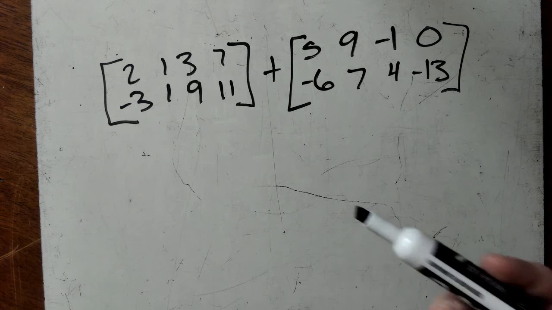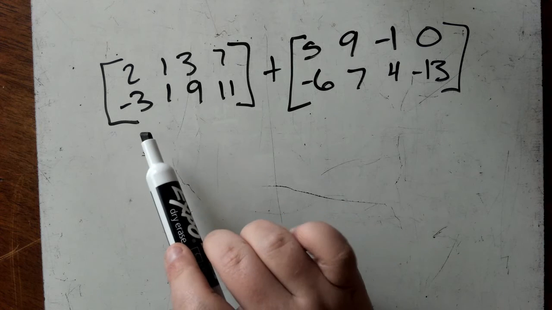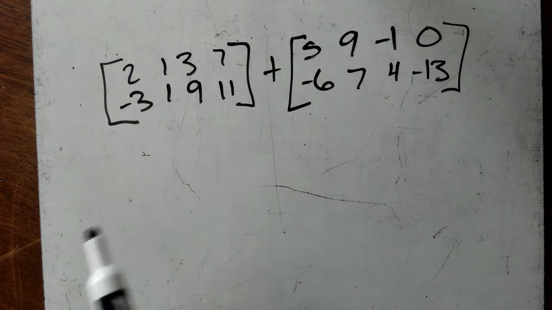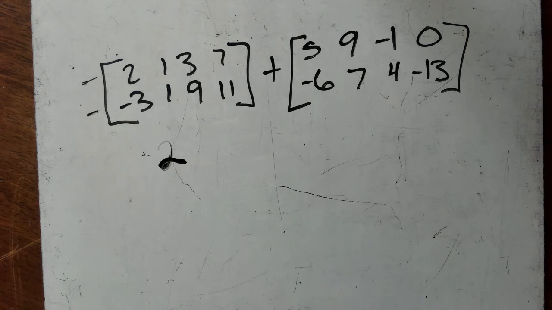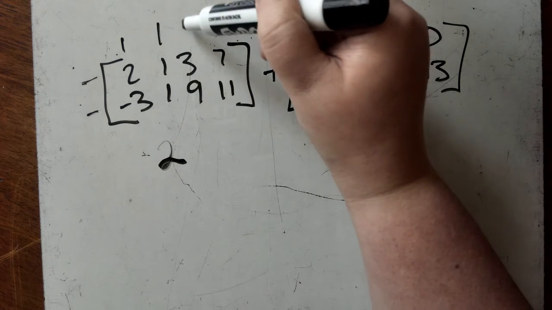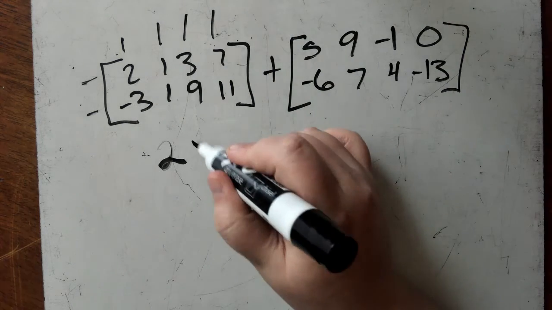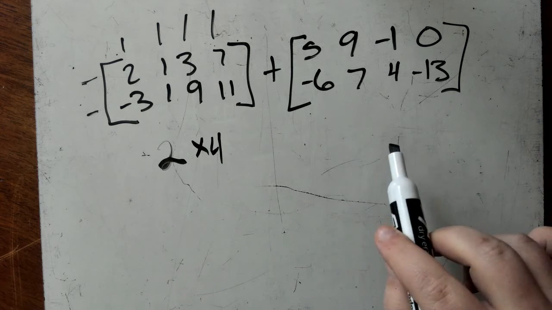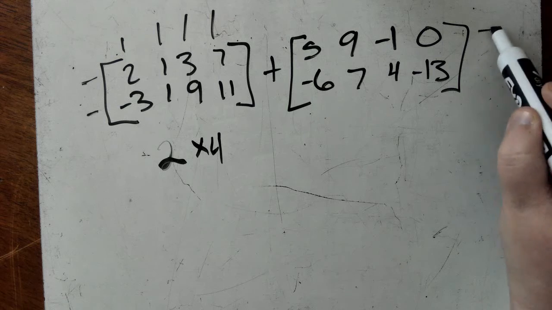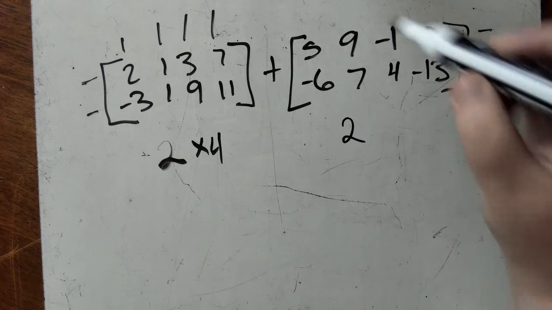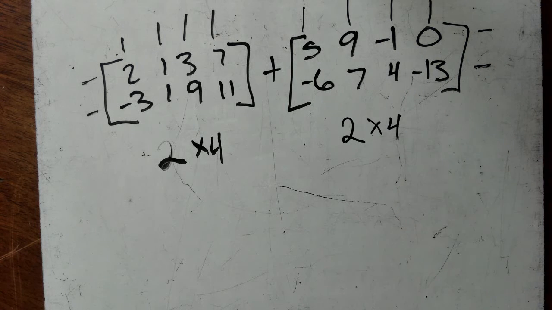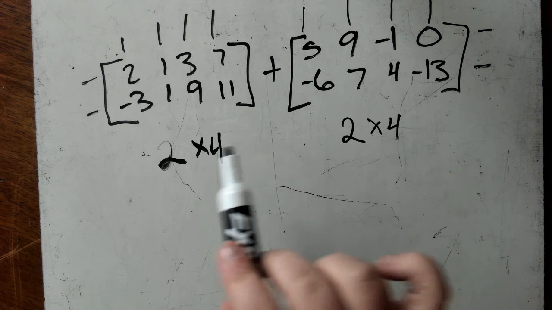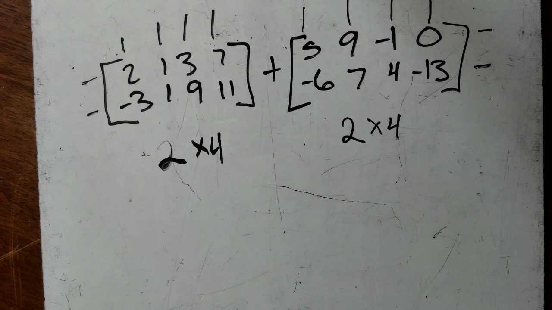So we need to check the size of both matrices. So we're going to look at the first matrix and figure out its size. So this matrix has 1, 2 rows, and then 1, 2, 3, 4 columns. So this is a 2 by 4 matrix. Coming over to this one, it has 1, 2 rows, and then 1, 2, 3, 4 columns. So this would be a 2 by 4 matrix as well. So because these are the same size, then when we add them, we can go ahead and add the entries that are in the same spots.